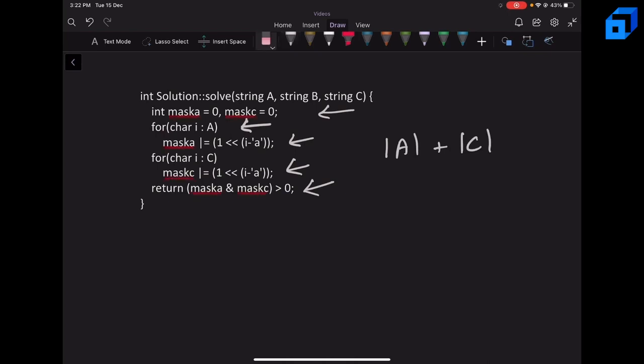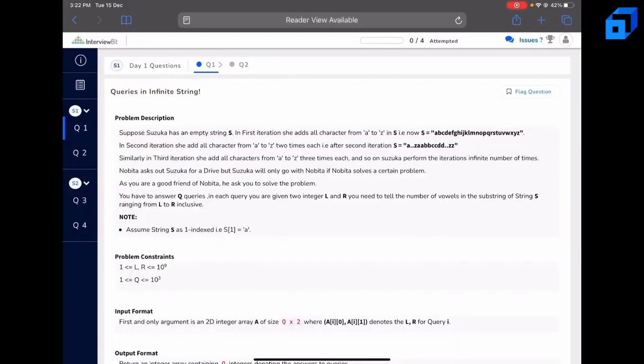So now let's look at the next problem. Suppose Suzuka has an empty string S. In the first iteration, she adds all characters from A to Z in S. That is, S is A, B, C, D, E, F, G, H, I, J, K, L, M, N, O, P, Q, R, S, T, U, V, W, X, Y, Z. In the second iteration, she adds all characters from A to Z 2 times each. That is, after the second iteration, S will be A to Z and then A, A, B, B, C, C, and so on up till Z, Z. In the third iteration, she will add characters from A to Z 3 times each, and so on.